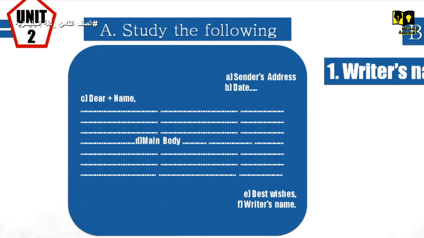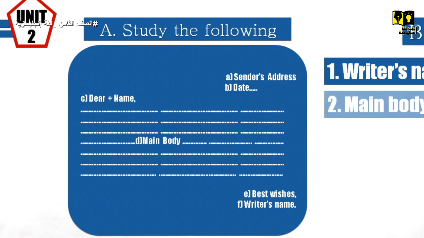What is it? Let's check it. That is F. Let's go to F. Where is F? Here it is, writer's name. And where is it on the paper? Right? On the bottom right corner of the paper. Right? Let's hear the next.